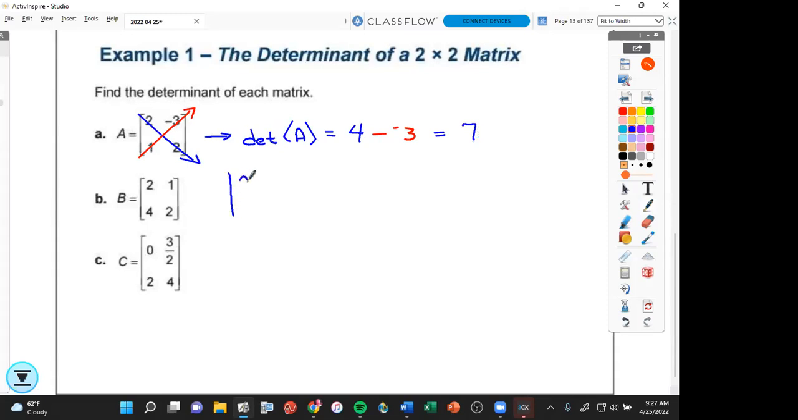What is the determinant? Okay. What is the determinant of matrix B? 2 times 2 minus 4 times 1 equals 0.